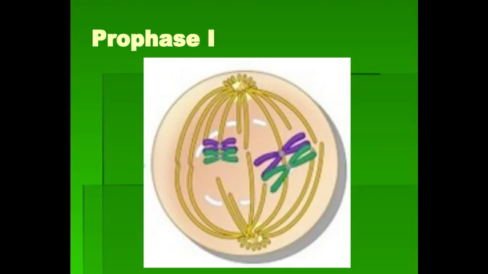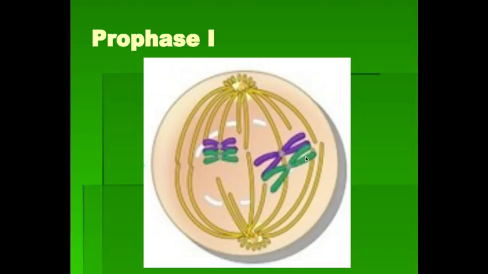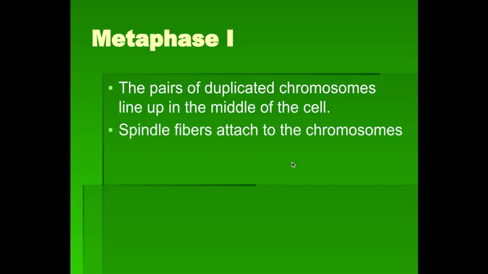And so you're going to see here in prophase 1, we have these chromosomes that have coiled up. So we have that chromatin that's curled up into our chromosomes, and our homologous pairs are coming together.